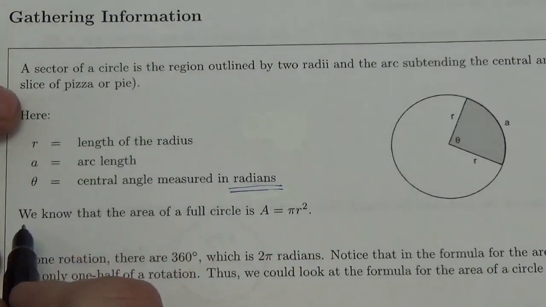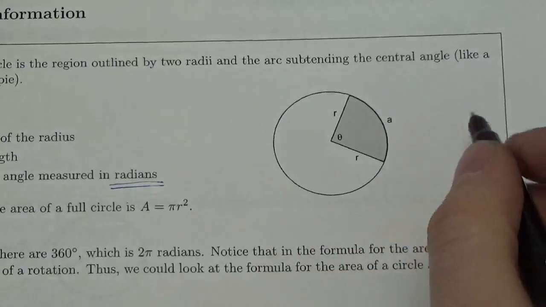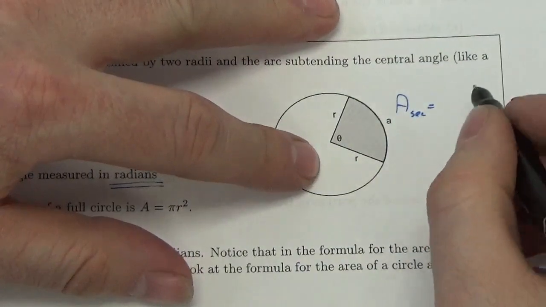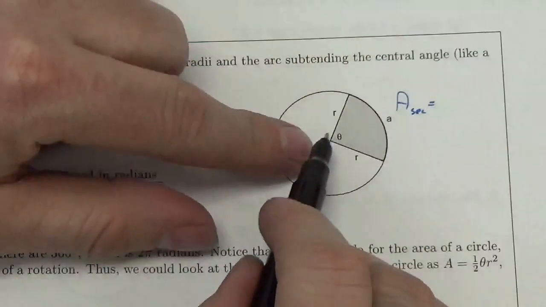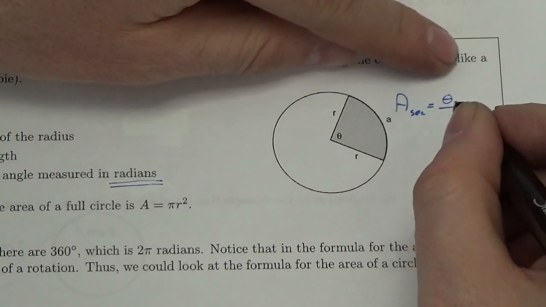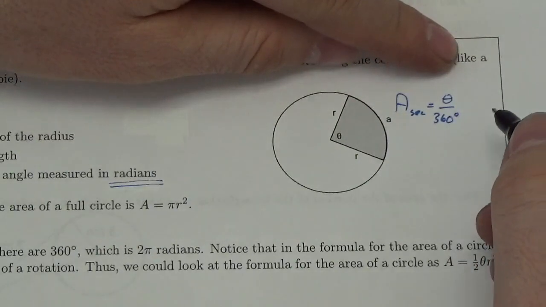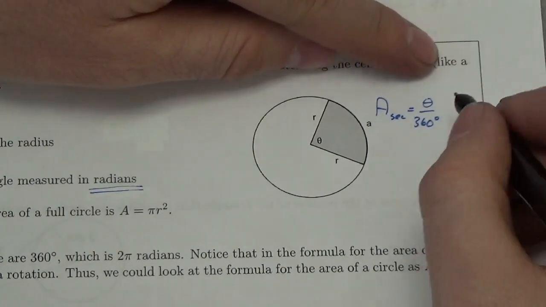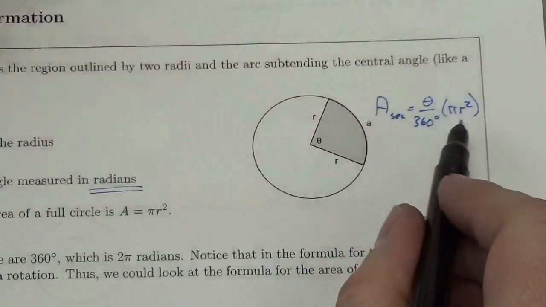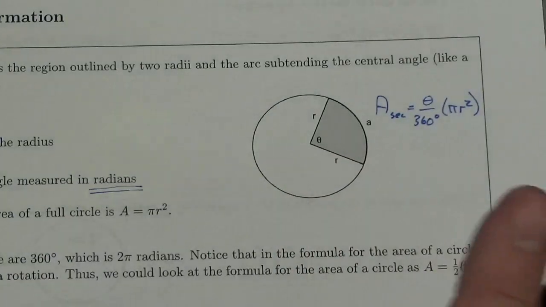Normally, if we wanted to figure out the area of the sector, we would figure out what fraction it is of the whole. So we would take theta, that central angle, and divide by 360. That gives us the fraction of the circle, and then you'd multiply by the area of the circle, pi r squared. And that's awesome, and it's okay.